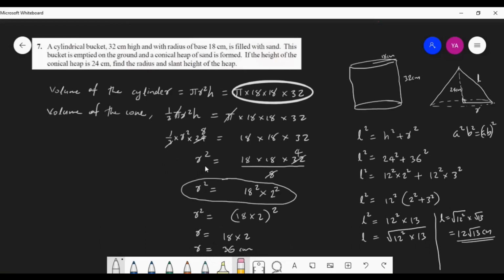We also need to find the slant height of the cone. So we know the slant height and the radius of a cone make a right triangle. So in this right triangle, applying the Pythagoras theorem, substituting the values of h and r, we can calculate the value of L, the slant height. So we got 12 root 13 centimeter. I hope the answer is clear.